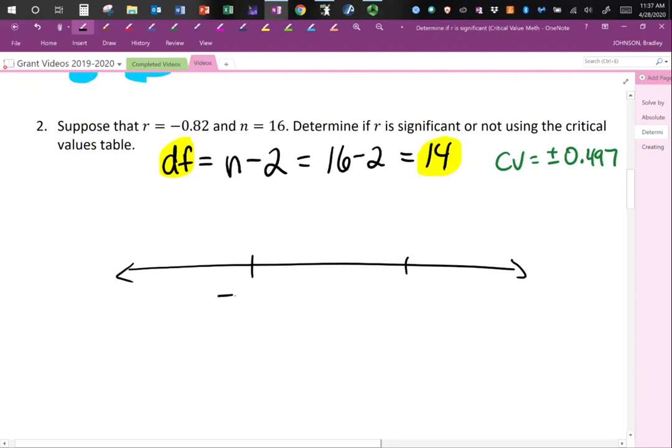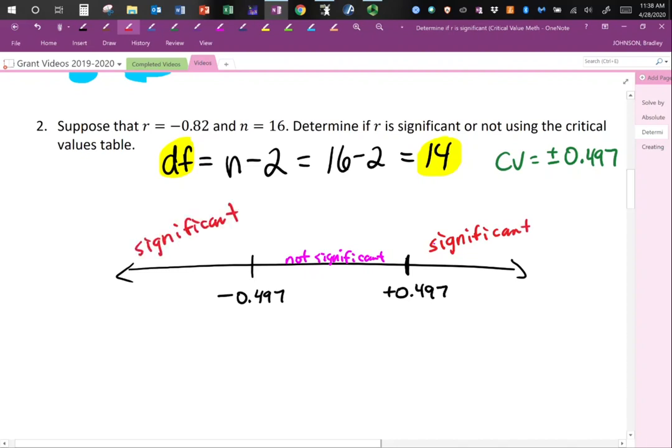Mark the number line. Okay, negative 0.497, positive 0.497. Now we know that if you land in the in-between, it's not significant. And if you're out here, it is significant. So I will label that significant, significant.